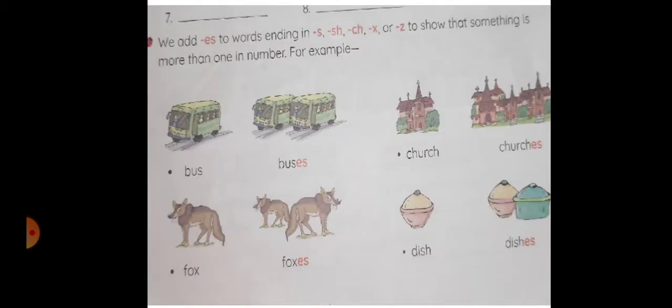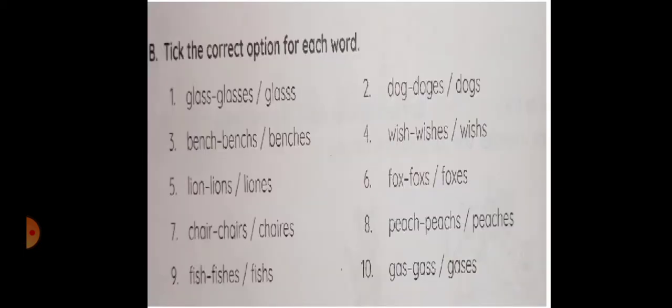We add es to words ending in s, sh, ch, x or z to show that something is more than one in number. For example, see, bus, buses. The word bus ends with s. That's why we need to add es for the plural form. Church: in church, ch are the last letters, so you need to add es for the plural form, churches. Fox, foxes. Dish, dishes.